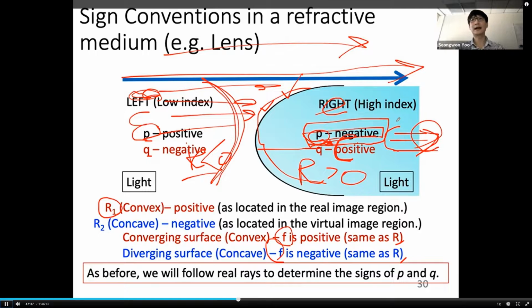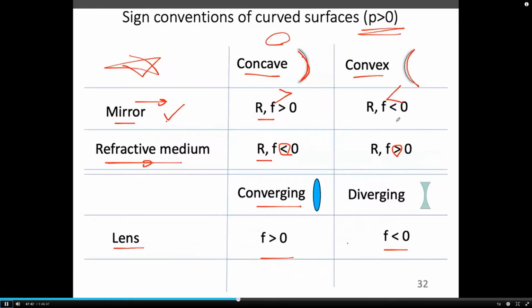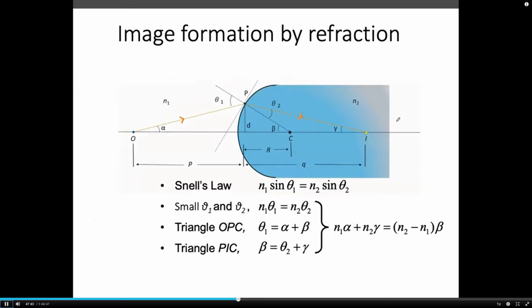No? Then I'm going to move on to the... Hello, Prof. Yeah. Prof, I see a converging surface, right? Isn't it concave?